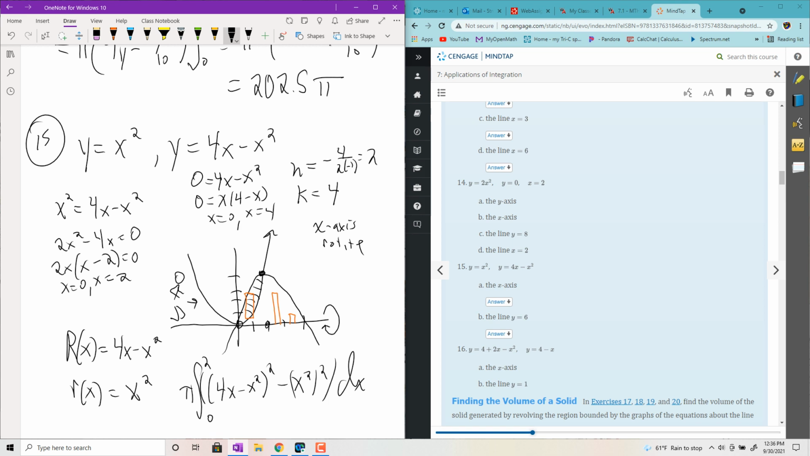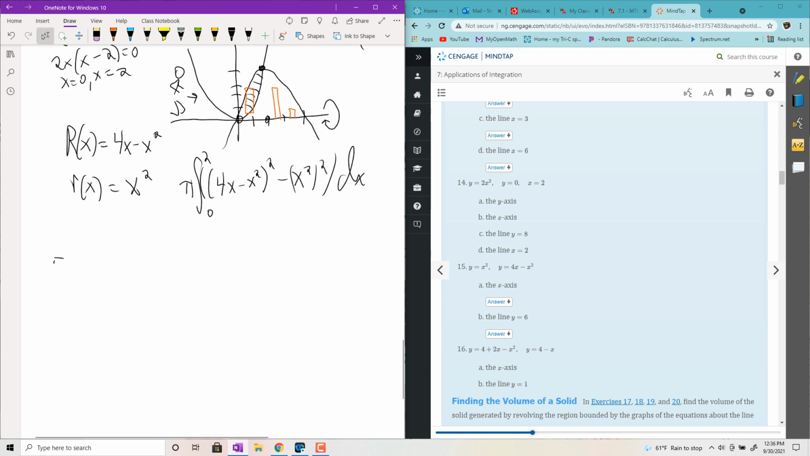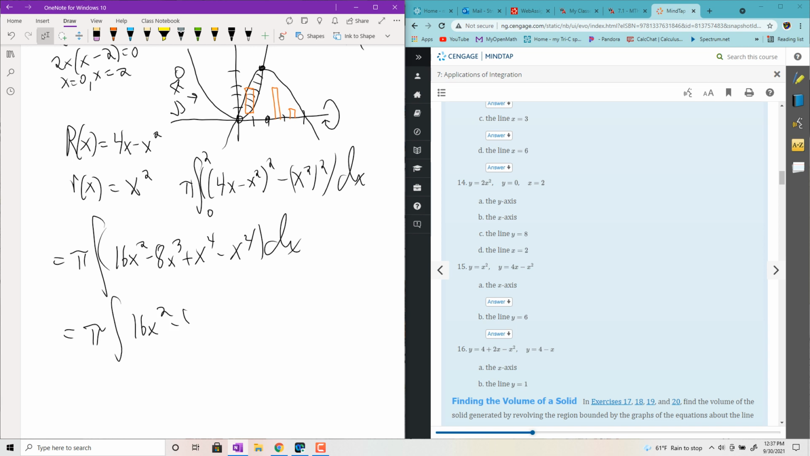It's a bit annoying. You got to do some foiling there. So we have pi integral 16x squared minus 8x cubed plus x to the 4th minus x to the 4th. So you get a little bit of nice cancellation. So I get 16x squared minus 8x cubed. And then I can integrate. So I'm getting 16x cubed over 3 minus 8x to the 4th over 4, which will be 2x to the 4th, from 0 to 2.